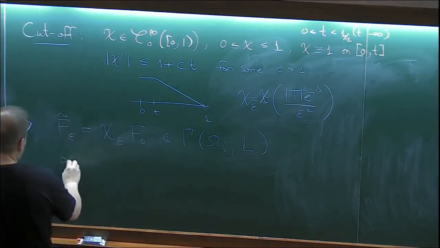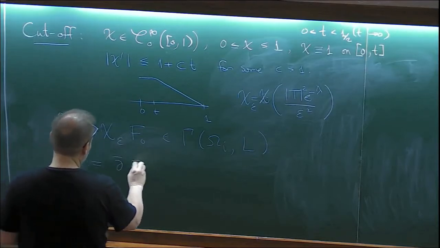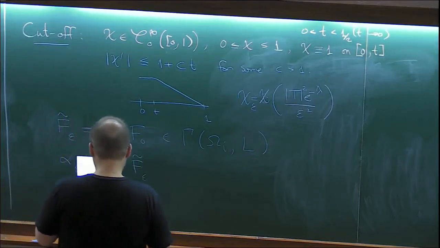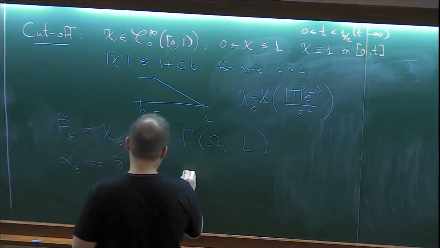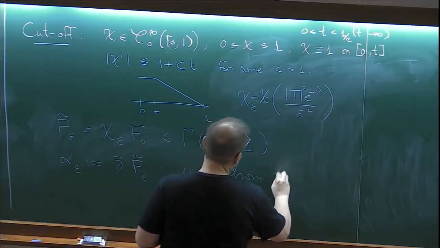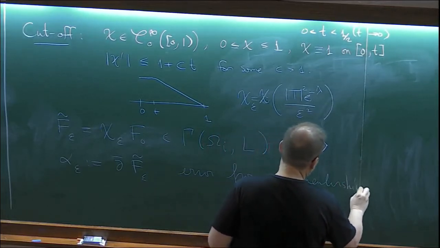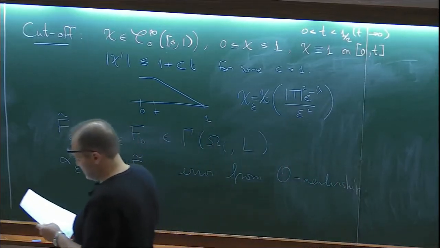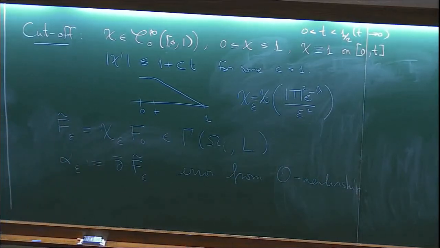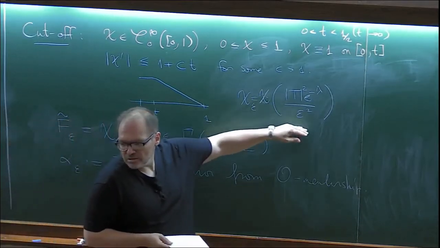Okay. And then the error from holomorphicity is just d bar of this f tilde epsilon. This is the error from O membership. So it's close, but actually this derivative is huge. When you differentiate this, you're going to get a factor of 1 over epsilon in size. Okay?